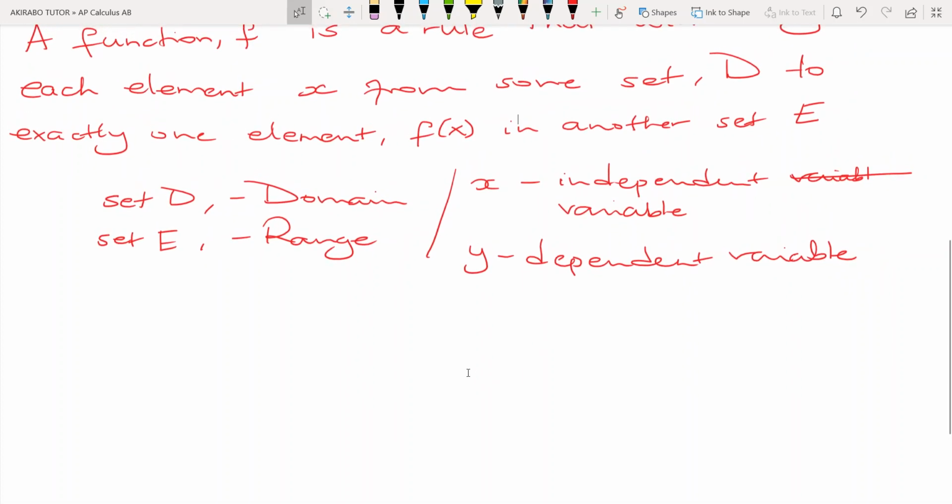Okay, so let's proceed. Like I was saying, we have this y. This is not y. This should be f of x. We're going to introduce y a little later in the game.